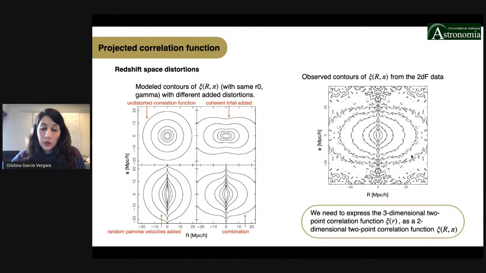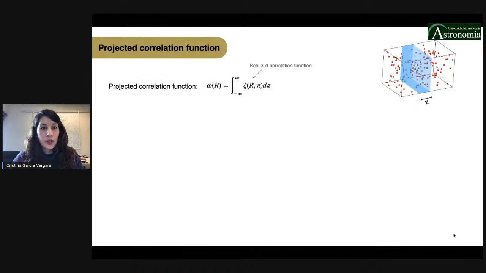To solve this problem, what we have to do is write the correlation function in 3 dimensions as a 2-dimensional 2-point correlation function. Basically we write ξ in terms of r_p, the projected distance between points, and π, which is the distance along the line of sight. Then this 3D correlation function, if you integrate it over the line of sight, you can obtain the projected correlation function. This is the definition of the projected correlation function.